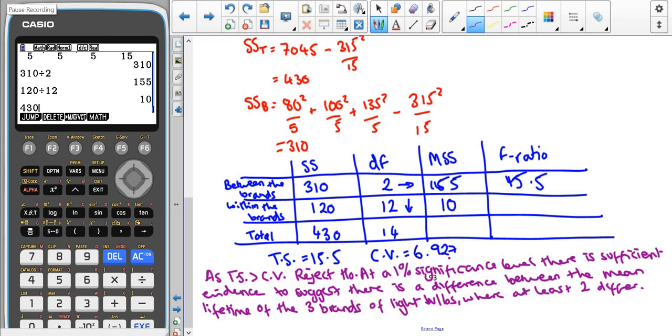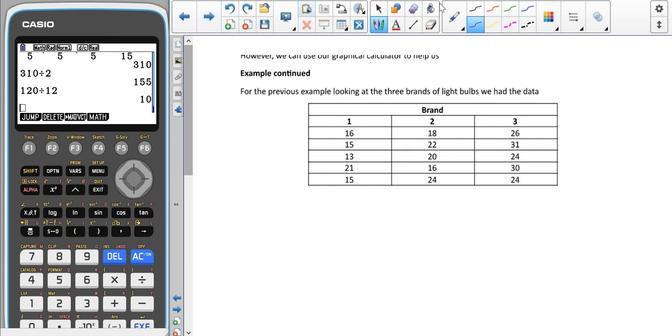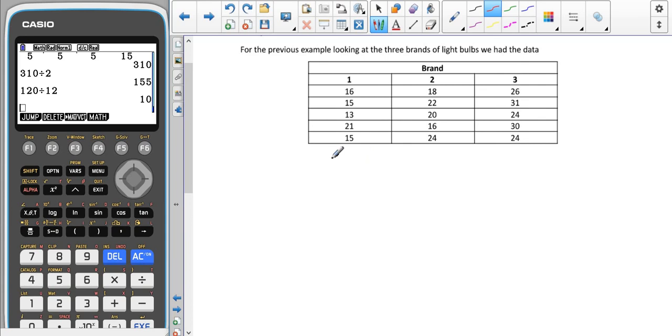So that is how we would answer the question without using the function in our graphical calculator. So now I'm going to show you how to do it using the functions in the graphical calculator. So we have the exact same question again, but now we're going to look at how we do it using the graphical calculator to help us.